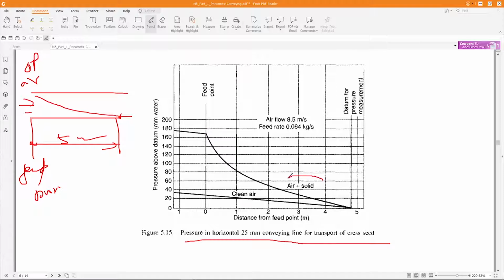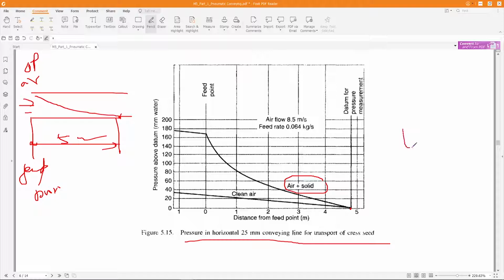So we are calculating this pressure drop for the air and solid mixture first. As you can see, the pressure is decreasing along the line, along the distance from the feed point. Okay, so it is 0 at this point. And for clean air, which means there is no solid, it is also decreasing like this. So why is this important?